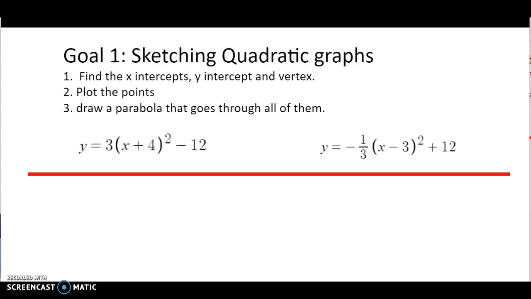Just to recall, the three steps involved in sketching: you find the x-intercepts, y-intercept, and vertex, because those are the three key points that will be helpful for you to be able to sketch. Then you plot those points and draw a parabola that goes through all of them. So let's begin by demonstrating that.